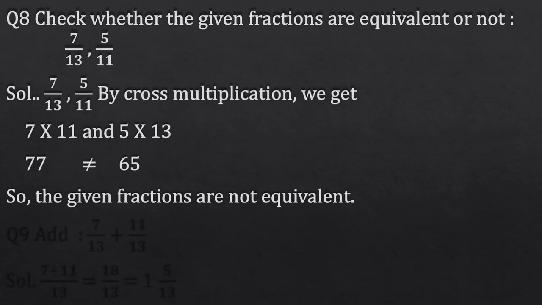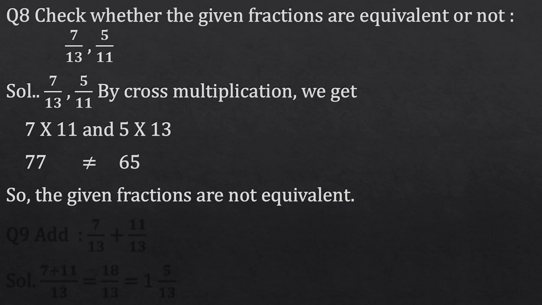Question number 8 was check whether the given fractions are equivalent or not. It is 7 upon 13, 5 upon 11. We will check it by cross multiplication. By cross multiplication we get 7 multiplied by 11 and 5 multiplied by 13. It is 77 and 65. They are not equal. So the given fractions are not equivalent.